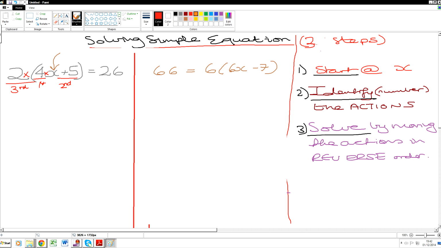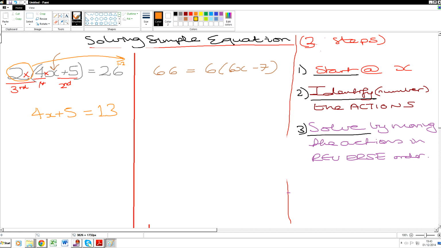Now, which action do we move first? The last one, the third, because rule 3 says solve by moving the actions in reverse order. So third first, then the second, then the first. Let's grab the multiply by 2. The opposite of times by 2 is divide by 2. So we have 4x add 5 is equal to 26 divided by 2, which is equal to 13. So we move the third action.